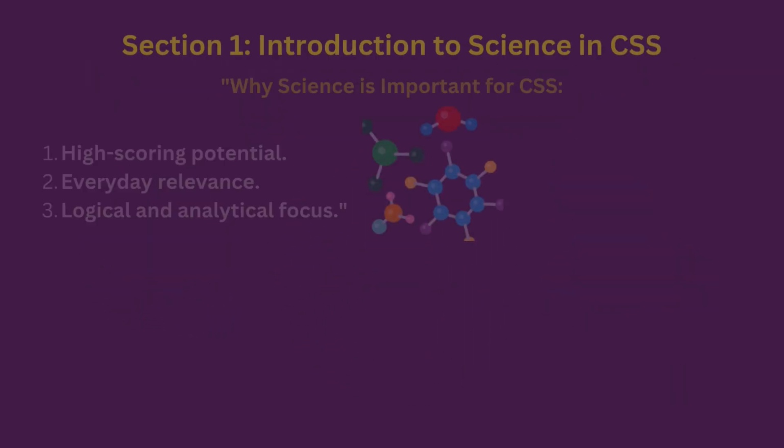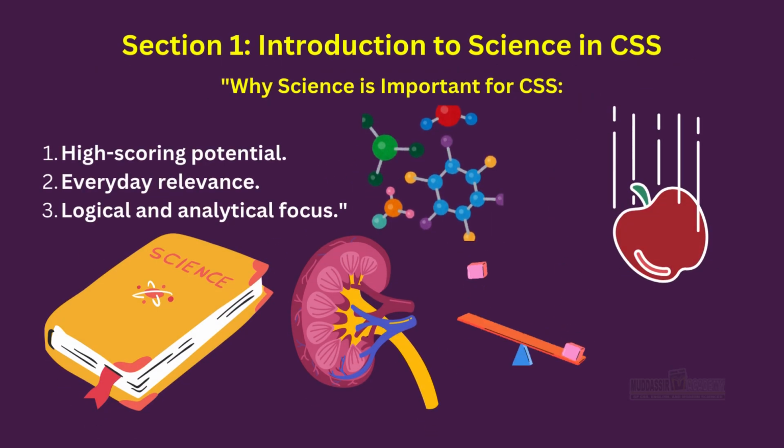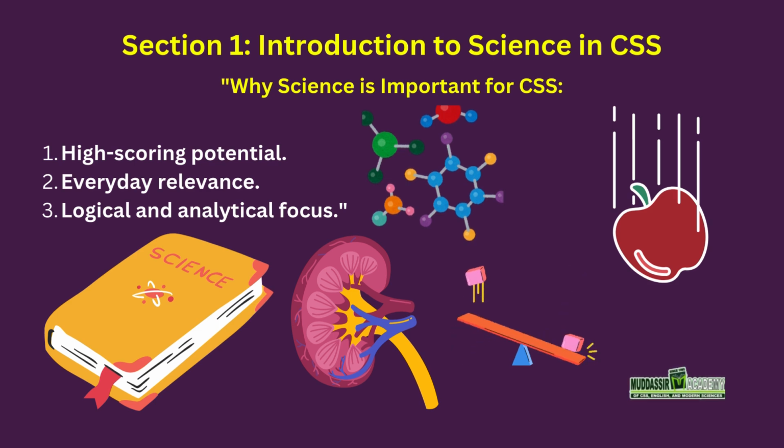Section 1, Introduction to Science in CSS. General Science and Ability is one of the most scoring subjects in the CSS exam. It tests your basic understanding of everyday science and its applications. Why is science important for CSS? High scoring potential, everyday relevance, logical and analytical focus.